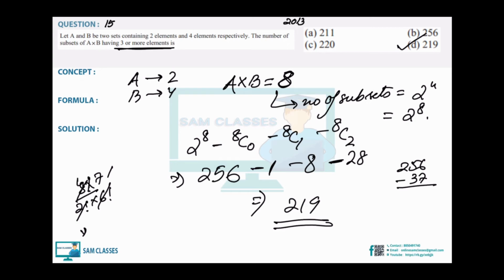Okay, so here one thing which is new is the subset part.